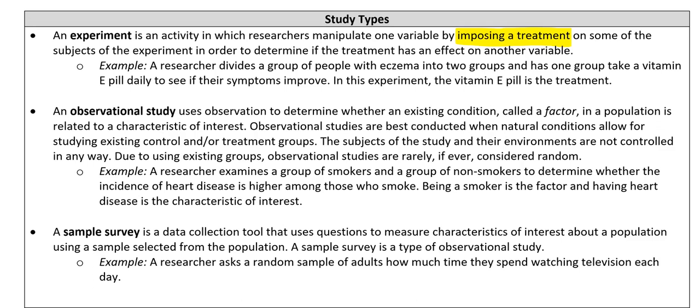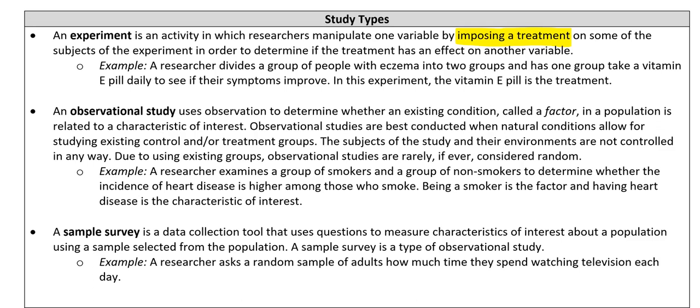So for example, a researcher divides a group of people with eczema into two groups and has one group take a vitamin E pill daily to see if their symptoms improve. Because this is an experiment, the researcher is saying this group needs to take the pill, and most likely they have another group that has some sort of placebo, which would be like a pill that's not vitamin E, just to see if there's a difference there. So this would be an experiment. In this experiment, the vitamin E pill is the treatment.